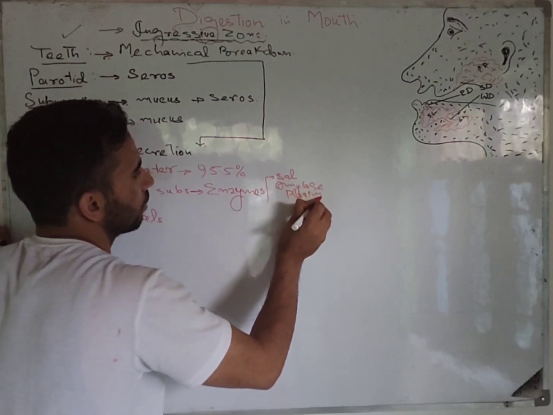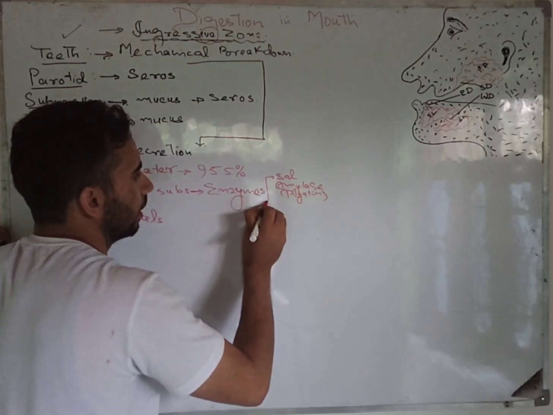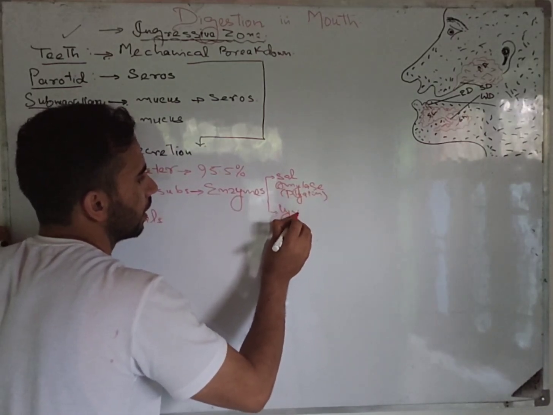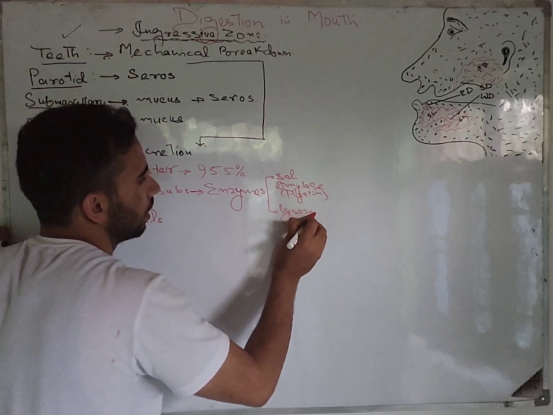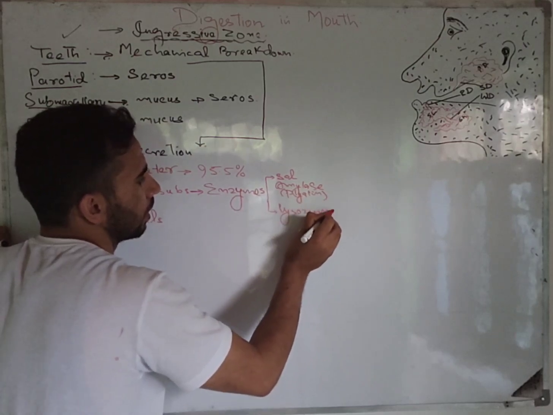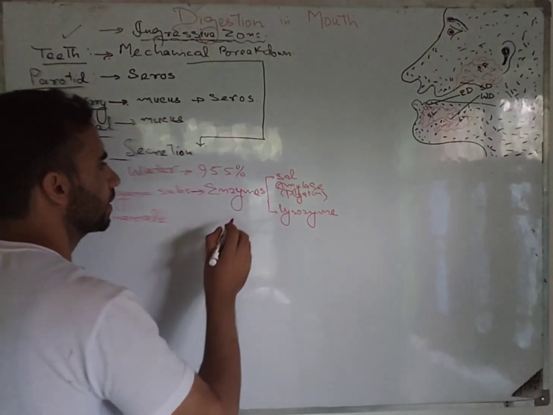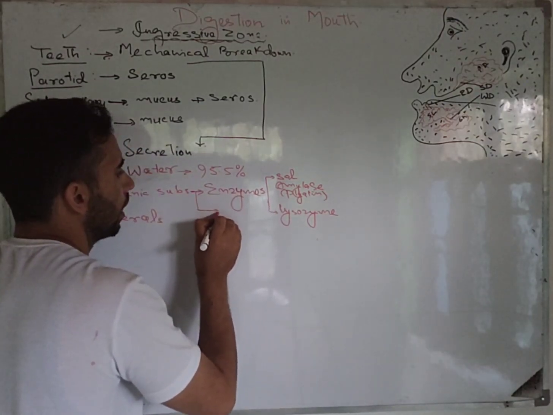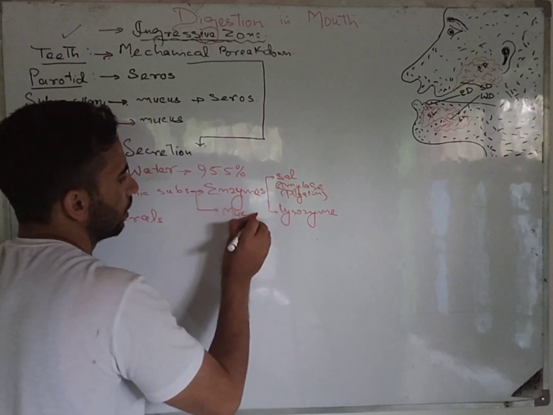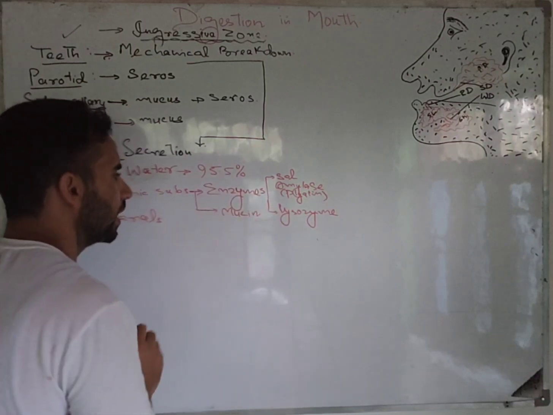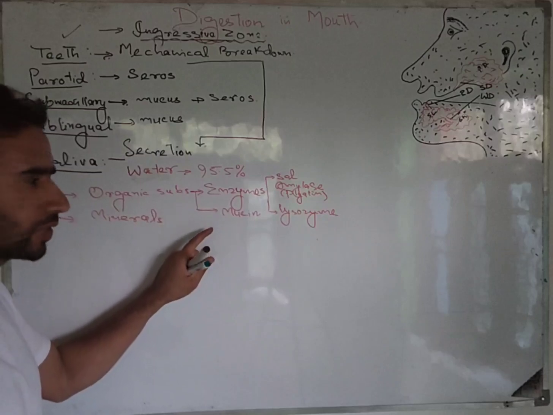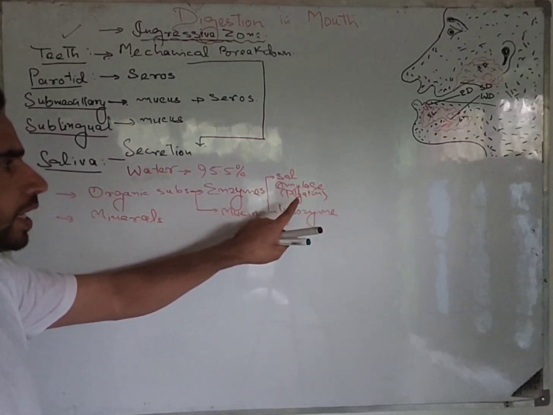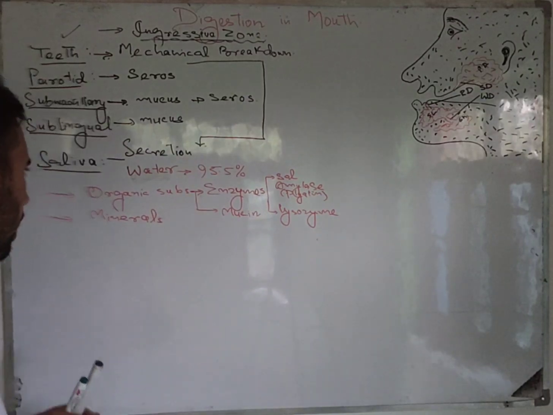Then there is a second type of enzyme known as lysozyme. We have another organic substance present in the saliva, that is mucin. So far as organic substances of the saliva are concerned, we have mucin, we have lysozyme, and we have salivary amylase or ptyalin, the functions of which will be discussed right now.